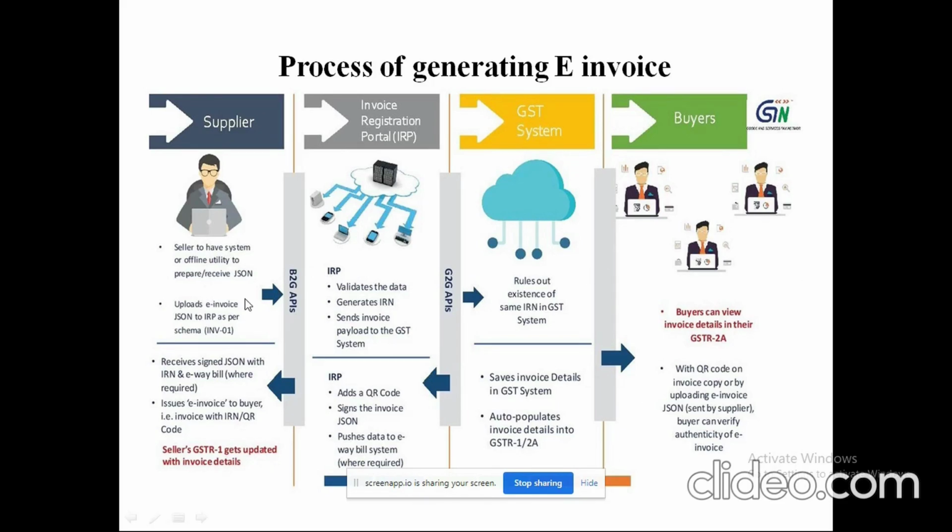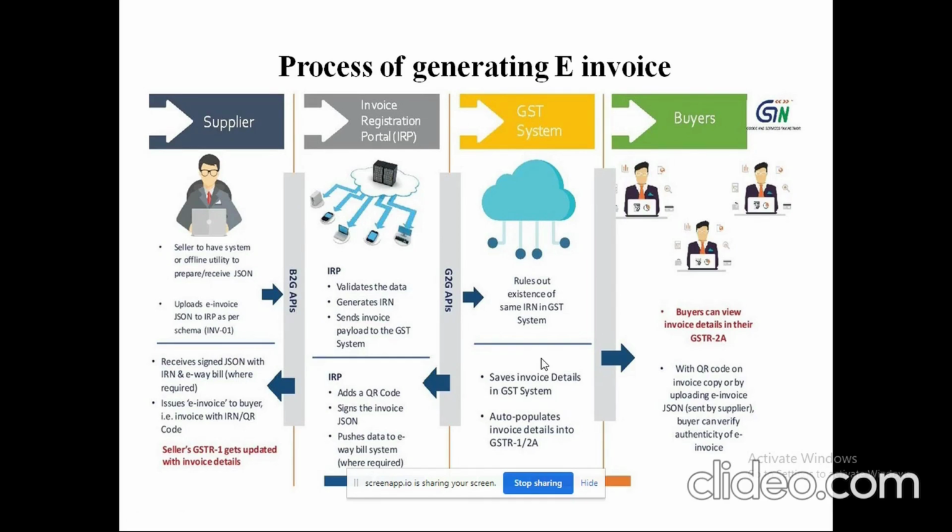The GST system checks whether there is a same IRN, that is, a different invoice having the same invoice reference number. It rules out the existence of the same IRN in the GST system. Thereafter, it saves the invoice data in the GST system. After saving the invoice data in the GST portal, it auto-populates the invoice data into form GSTR1 as well as GSTR2A.